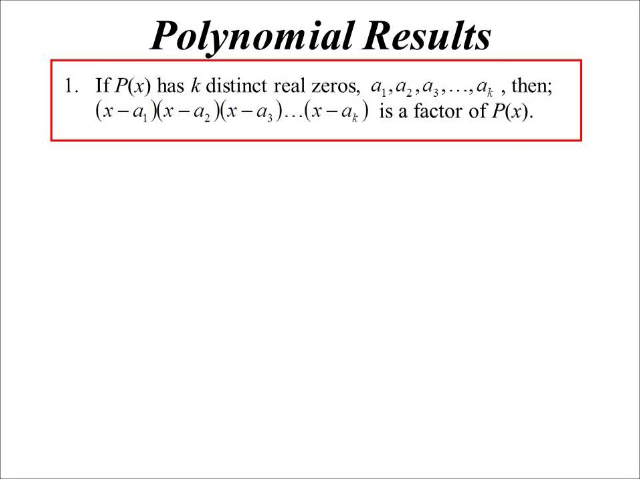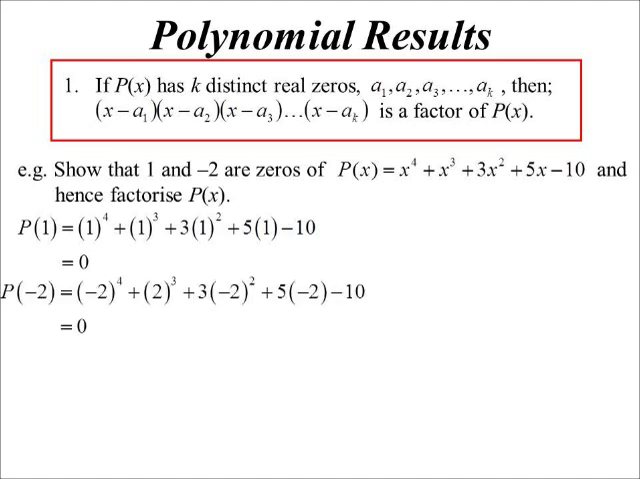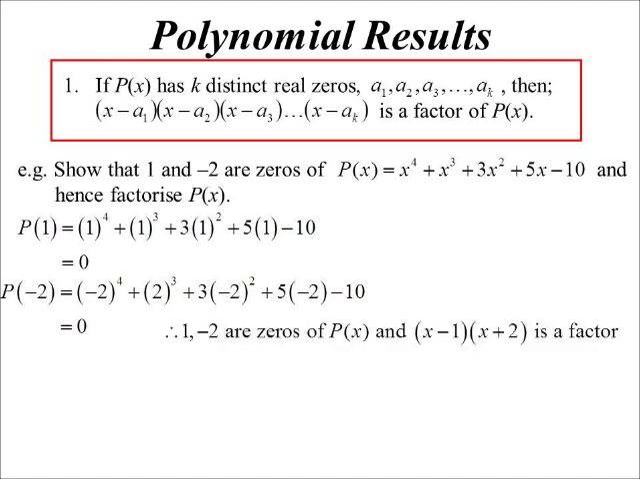Same idea. So alright, we're going to show that 1 and negative 2 are both factors of this, and then go and factorise our polynomial. So polynomial at 1, yep, that turns out to be 0. Polynomial at negative 2, yes, that also turns out to be 0. So we know x minus 1 times x plus 2 is a factor.